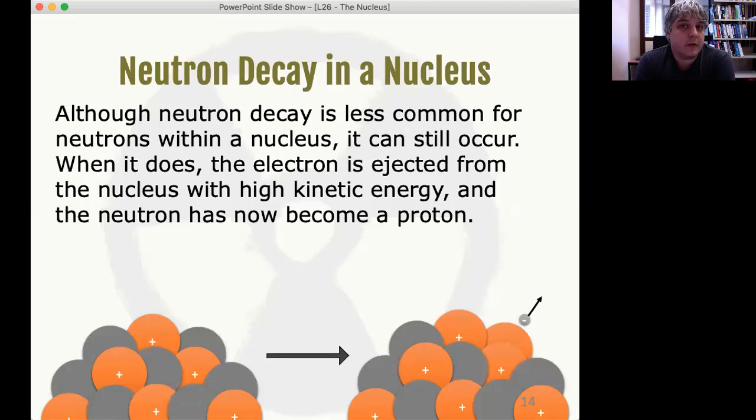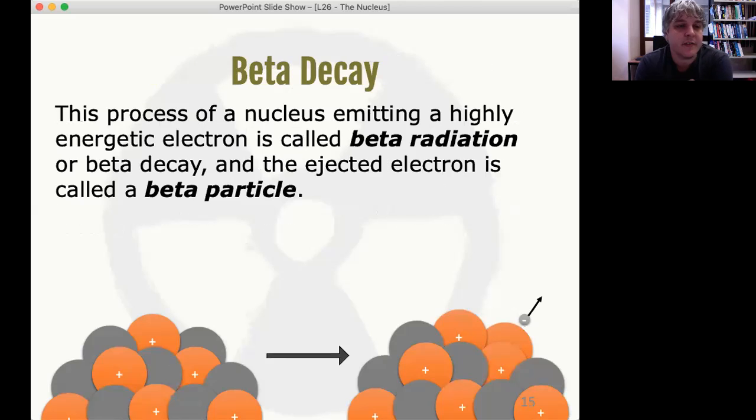While it's less common in a nucleus, it can still happen. And it happens if there are too many neutrons in general, not a strict rule, but in general, if there are too many neutrons, so far more than you need to hold all of the protons together, then one of them is quite likely to turn into a proton, to eject an electron and turn into a proton. And that will change the number of protons and the number of neutrons, but keep the overall mass number the same. And this is called beta decay. So a nucleus emitting an electron and the nucleus changing as a result. We've now got one more proton and one fewer neutron. That is called beta radiation or beta decay.